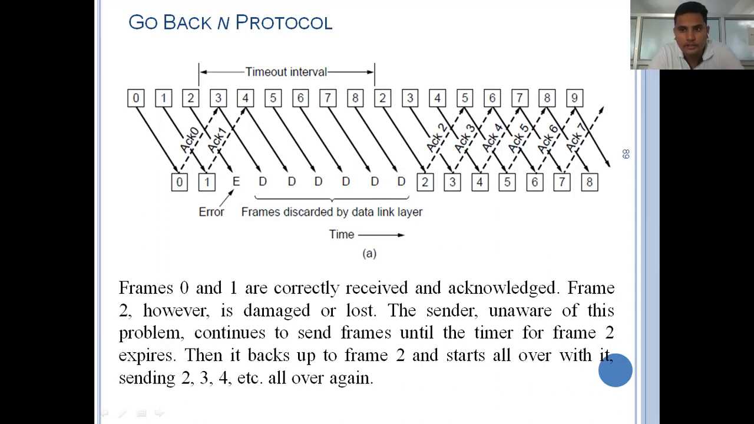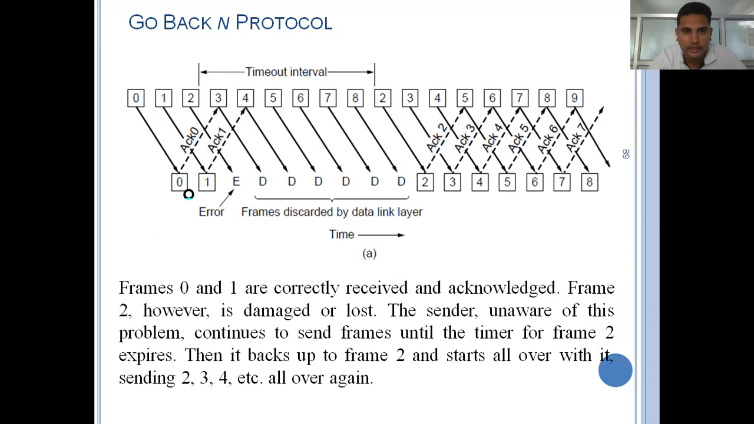So I think you guys understand the problem. Frames 0 and 1 are correctly received, but frame 2 is lost or damaged in between. The sender doesn't know about that, so it continuously sends frames until the timer of frame 2 expires. Then it backs up to frame 2 and starts all over again, sending frames 2, 3, 4, etc.